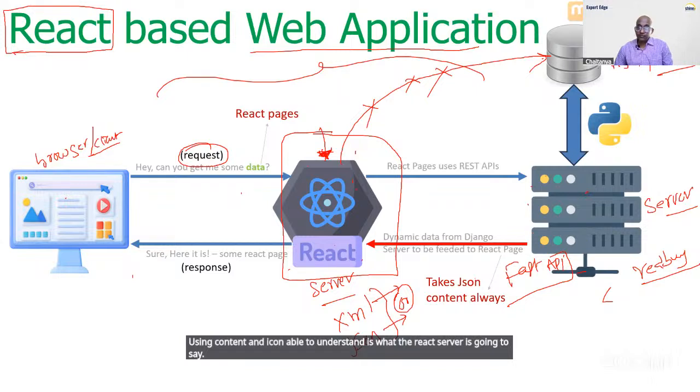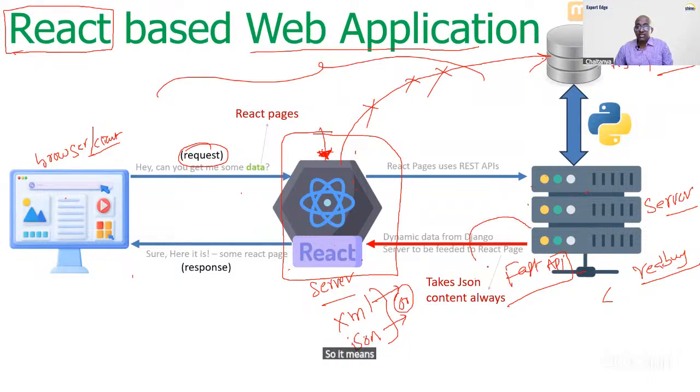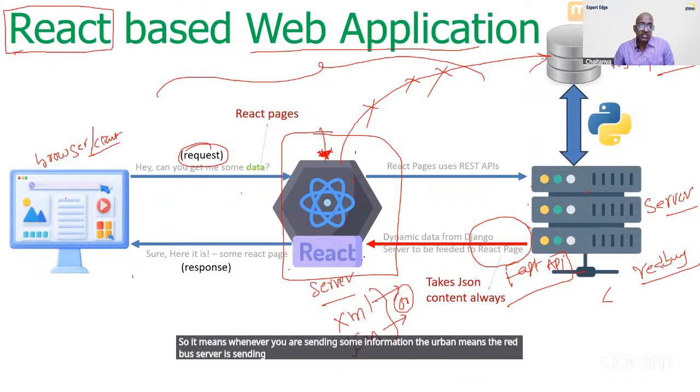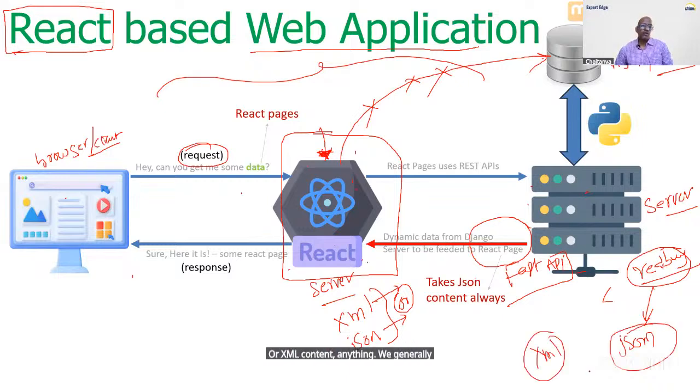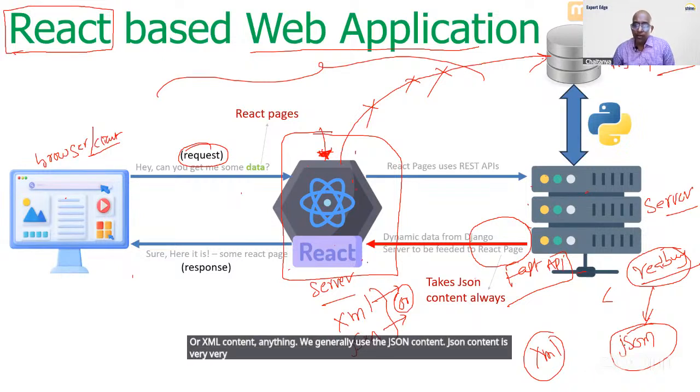So whenever the Redbus server is sending some information to the React.js server, that is the responsibility of the Redbus server. The information that the Redbus server fetched from the database, the Redbus server prepares as JSON content or XML content, anything you use. We generally use JSON content. JSON is very fast and easy to use, and easy to understand also when compared to XML. So we generally use JSON.